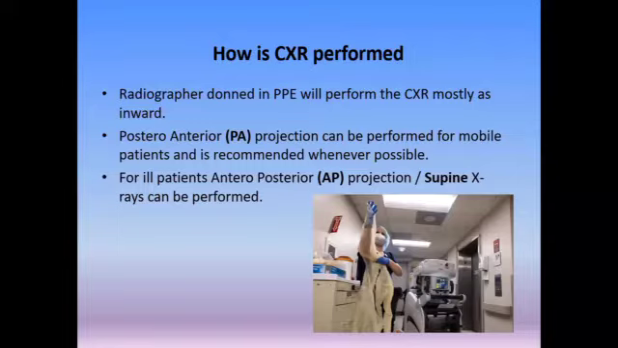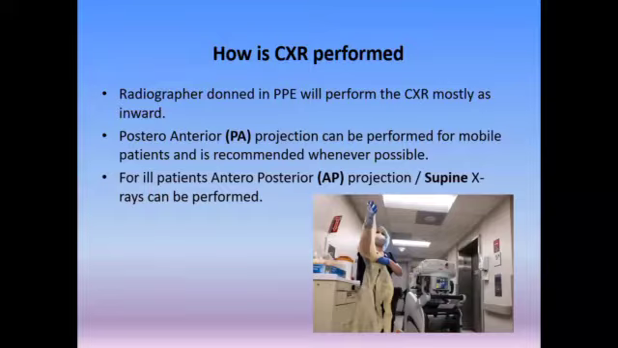So what I mean by that is you send the X-ray beam from the posterior to the anterior direction of the patient, and the cassette is kept anteriorly. For those who can stand up and hold the breath properly, it's always advisable to do it rather than ask them to lie down and do a supine or AP.